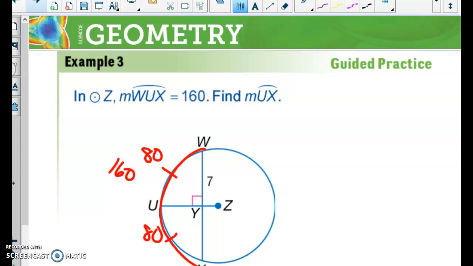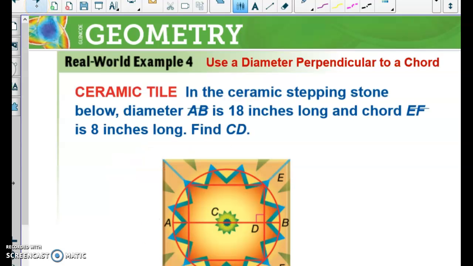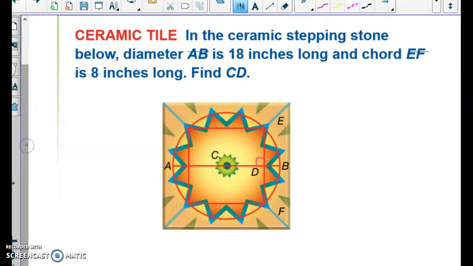Notice that it's not a central angle. This right angle isn't a central angle because the center is over there. On this one, we're trying to figure out how long CD is. CD is from there to there. And they tell us that AB all the way across here is 18. And they also say that chord EF, that length, is 8.